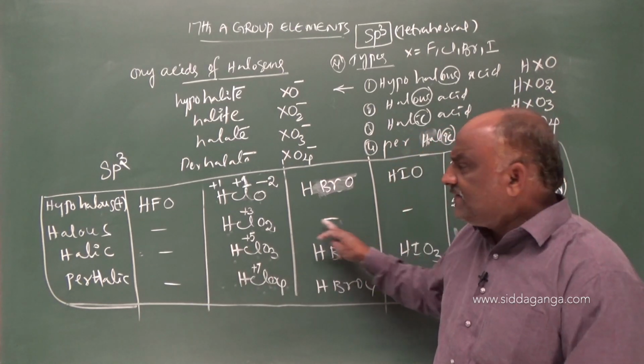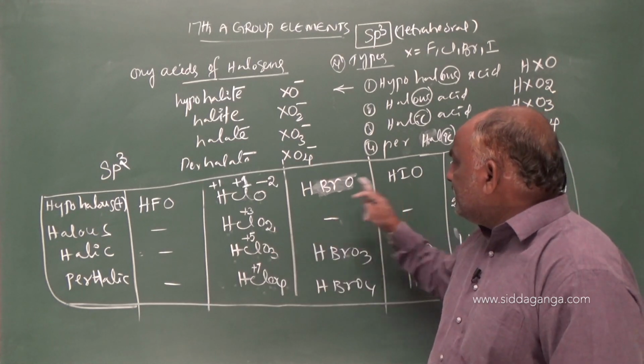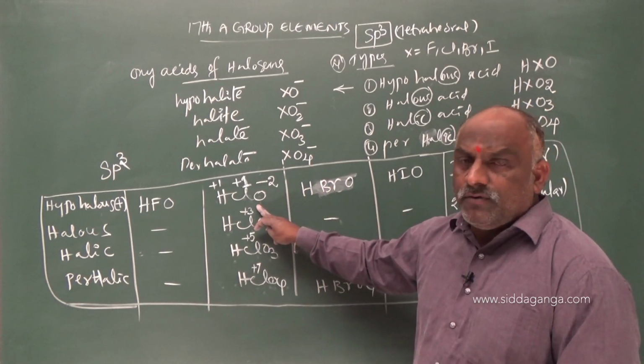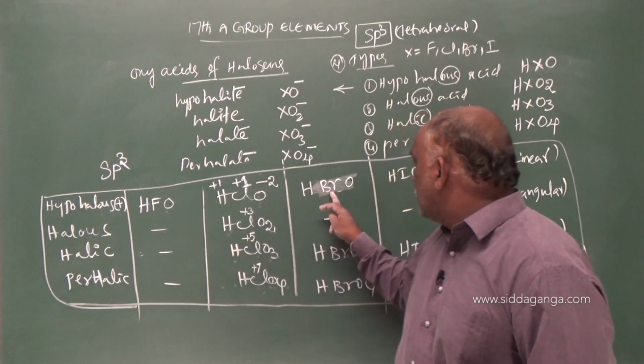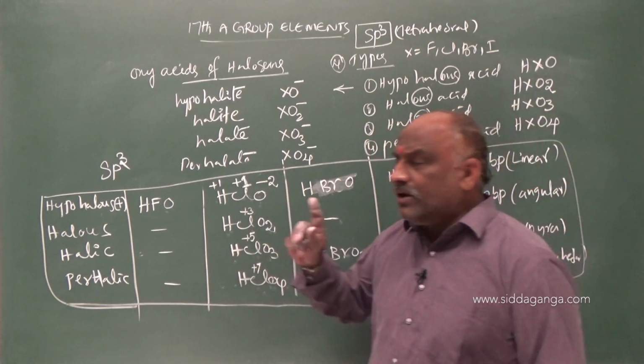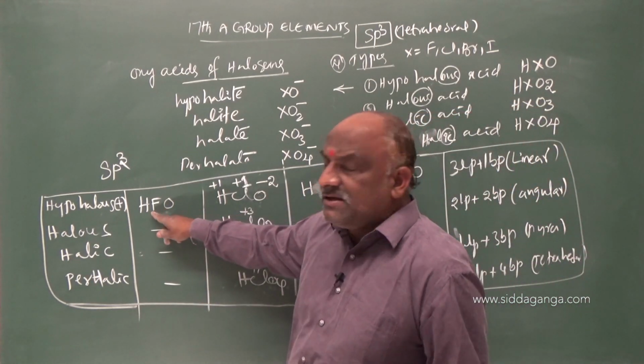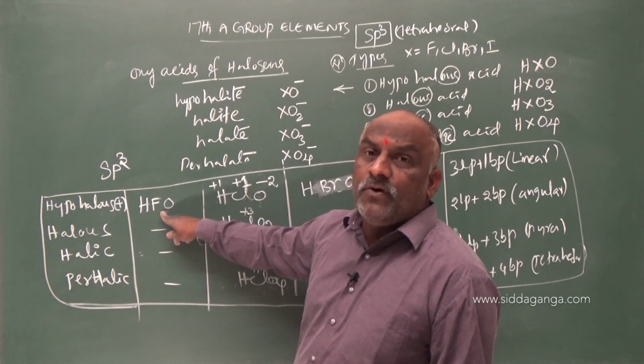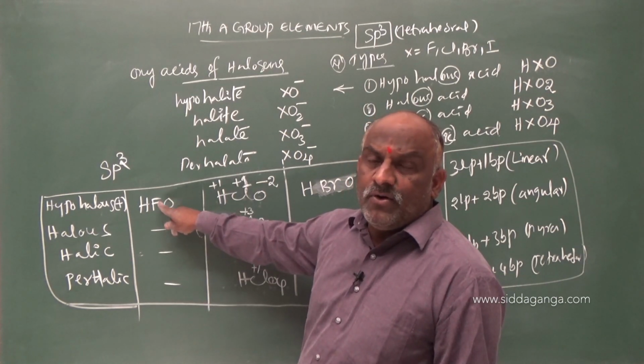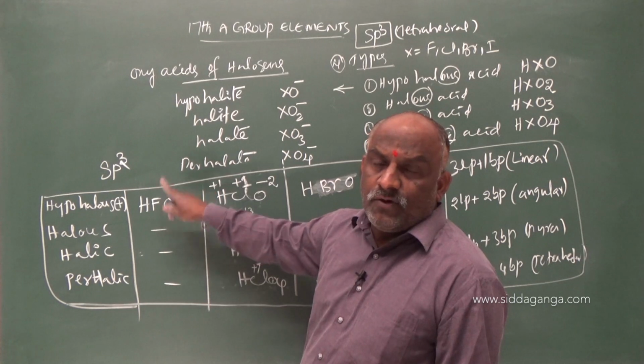Bromine electronegativity is less than chlorine. Iodine electronegativity is less than bromine and chlorine. Fluorine electronegativity is more than chlorine, bromine and iodine. And fluorine forms only one oxygen acid, that is HFO, hypofluorous acid.